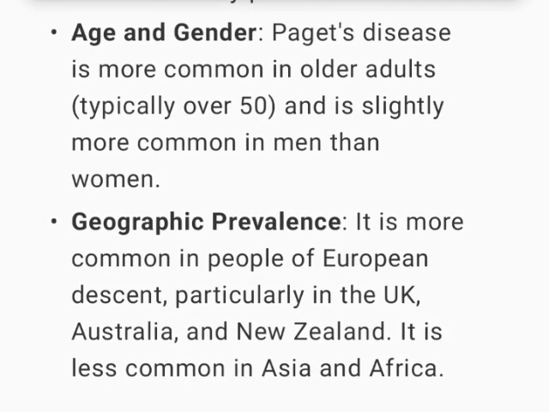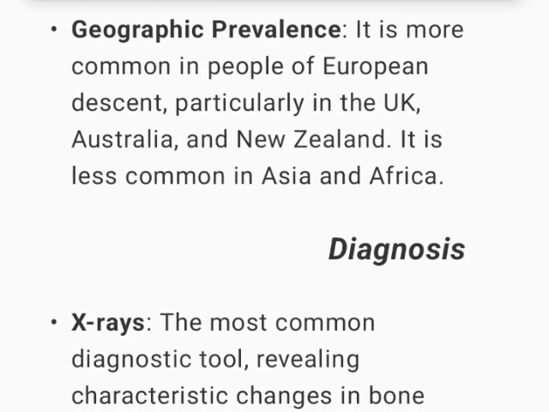Age and gender. Paget's disease is more common in older adults, typically over 50, and is slightly more common in men than women. Geographic prevalence. It is more common in people of European descent, particularly in the UK, Australia, and New Zealand. It is less common in Asia and Africa.